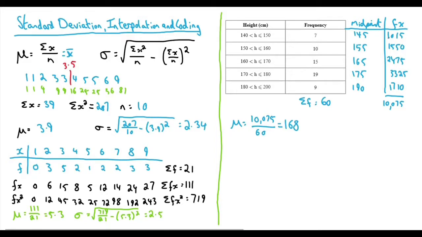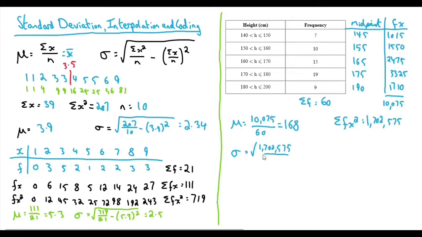So you'd end up with 1015 times by 145, 1550 times 155 again, and add all of those up. Simply speaking, just to get the answer straight away, the sum of that fx squared you should have got as 1,702,575.